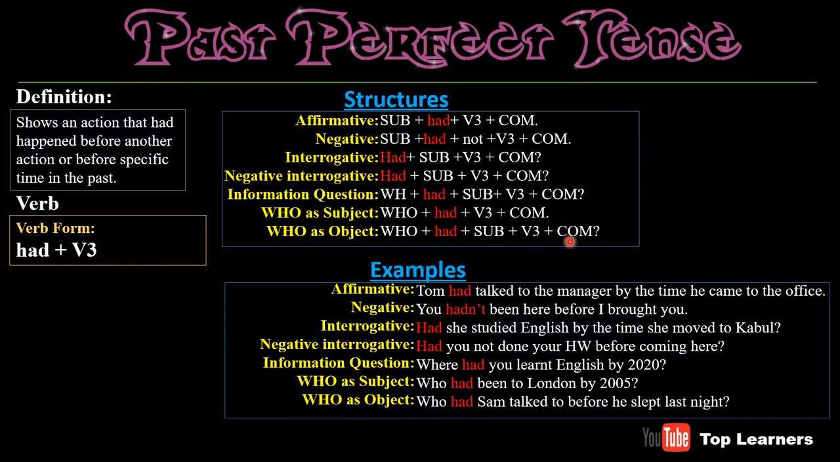The examples are here. For positive, we have: Tom had talked to the manager by the time he came to the office. In this example, we have two parts. Tom had talked to the manager. In the second part, by the time he came to the office. So the second part is called the time clause for the first part. By the time he came to the office is used in simple past tense.